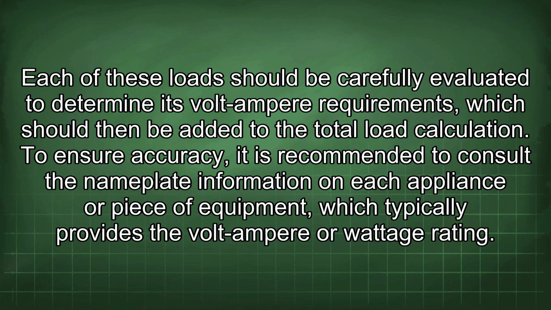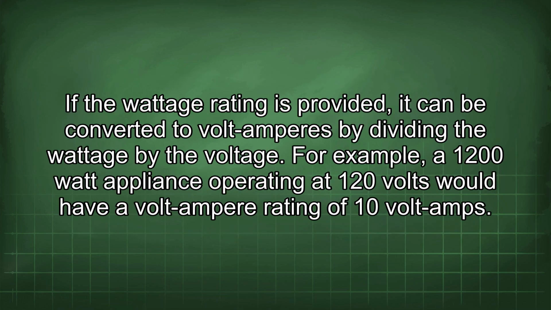Each of these loads should be carefully evaluated to determine its volt-ampere requirements, which should then be added to the total load calculation. To ensure accuracy, it is recommended to consult the nameplate information on each appliance or piece of equipment, which typically provides the volt-ampere or wattage rating. If the wattage rating is provided, it can be converted to volt-amperes by dividing the wattage by the voltage. For example, a 1200 watt appliance operating at 120 volts would have a volt-ampere rating of 10 volt-amps.